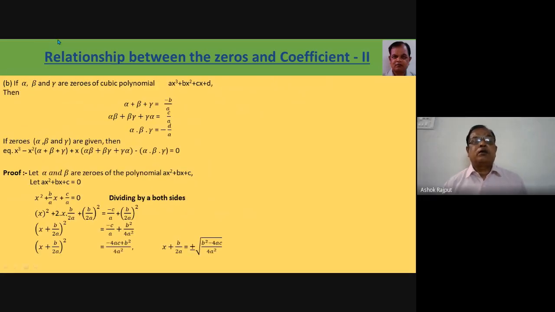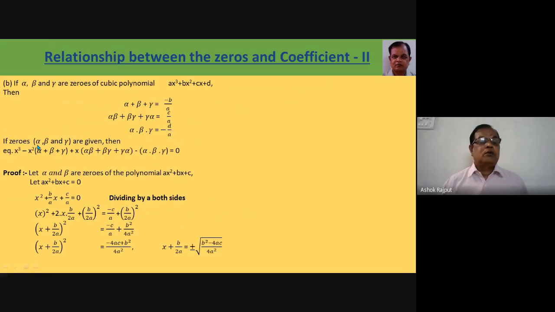Now, the relationship between the zeros and coefficients next. In the first case there are two zeros, here there are three zeros. If alpha, beta and gamma are zeros of a cubic polynomial, as the cubic polynomial is given here, ax cube plus bx square plus cx plus d, then we can find the sum of roots: alpha plus beta plus gamma equal to minus b upon a, alpha into beta plus beta into gamma plus gamma into alpha equal to c upon a, and alpha into beta into gamma equal to minus d upon a.